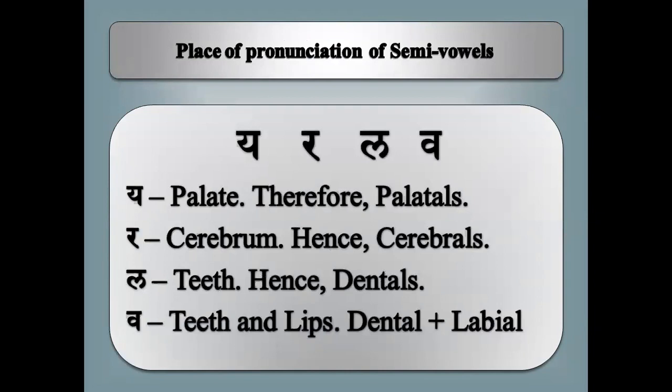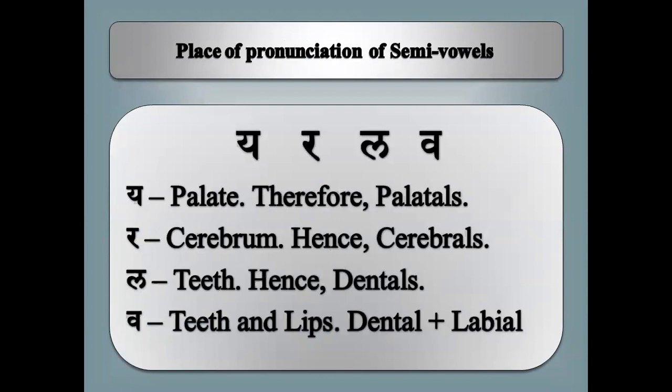And the next one, la. La is dental, dantyaha. La and the tavarga, the class consonant. So L and tavarga and la, all these are dental. So you can remember all the vowels as well as the consonants, the place of pronunciation together. So they are dentals. The next one, va.